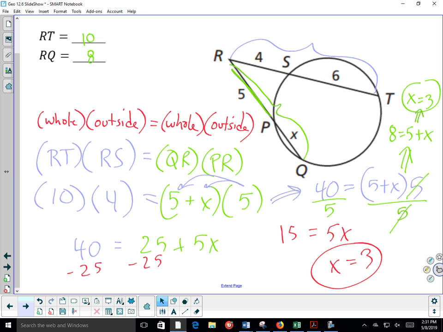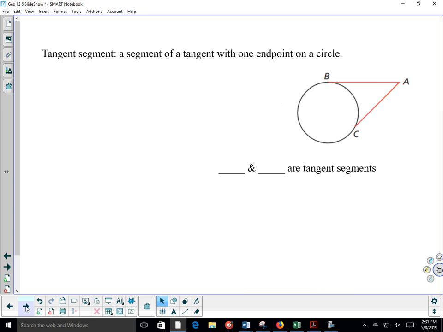Okay, so let's take a look at the next one. In this case, a tangent segment would be a segment of a tangent with one endpoint on a circle. So what are the tangent segments in this picture here, Rachel? Segment BA and segment CA are going to be tangent segments.